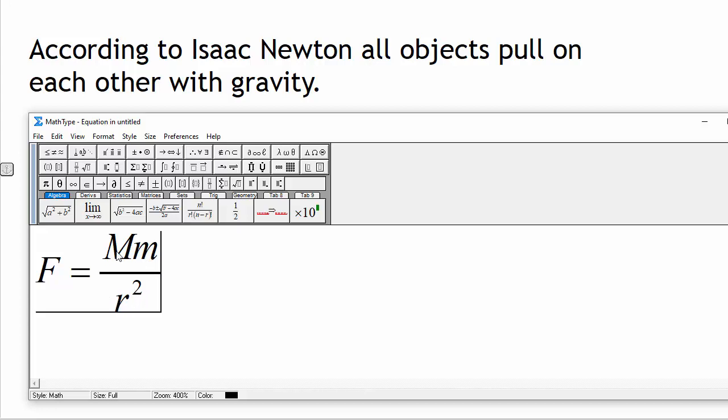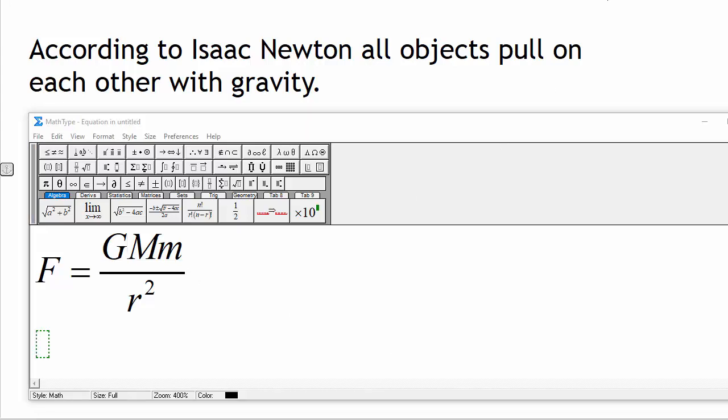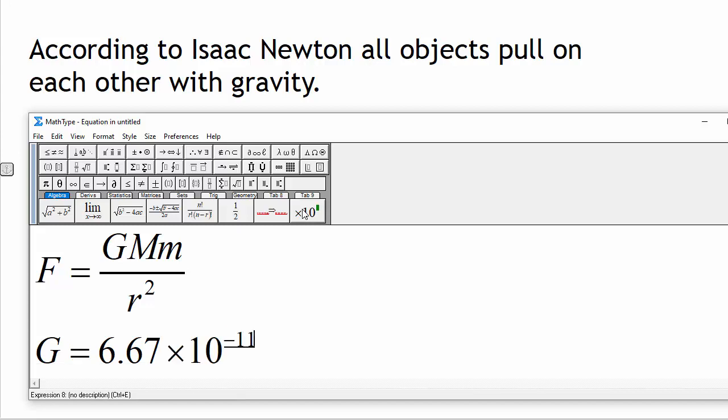Small problem here. If I were to plug in numbers, I'd like to use kilograms for mass, and I'd like to use meters for radius or distance. If I do, I'm not going to get newtons for my unit of force. I'd like to get newtons. So I'm going to add a conversion factor, and that conversion factor is capital letter G, the universal gravitational constant. The universal gravitational constant is 6.67 times 10 to the negative 11th. Don't get that mixed up with lowercase g, which is 9.8 meters per second squared on the surface of the Earth.